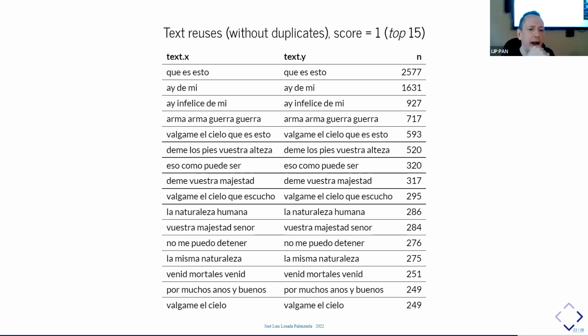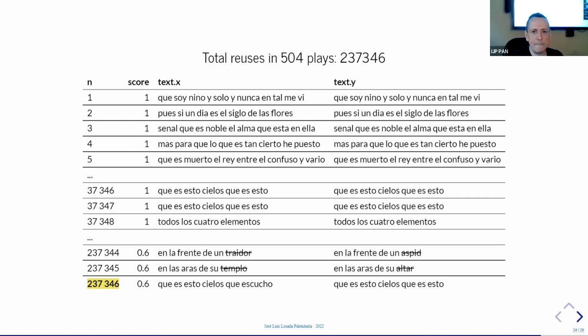So when I saw that, I thought, okay, maybe. For "válgame el cielo", I don't know. I don't want to risk saying that this is a collocation, but maybe it is. And if it is, I think using simple NLP tools, we can clean the text before we apply other reuse algorithms.